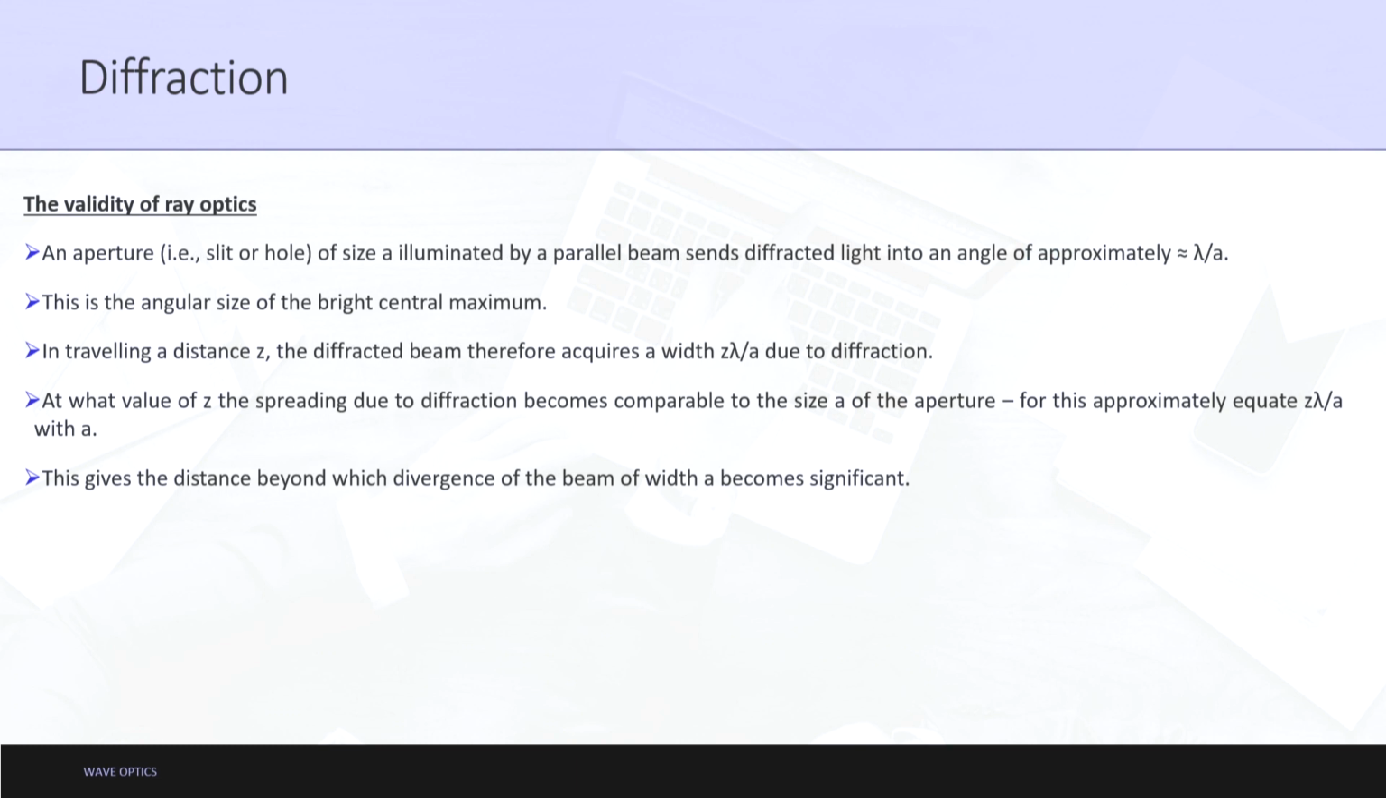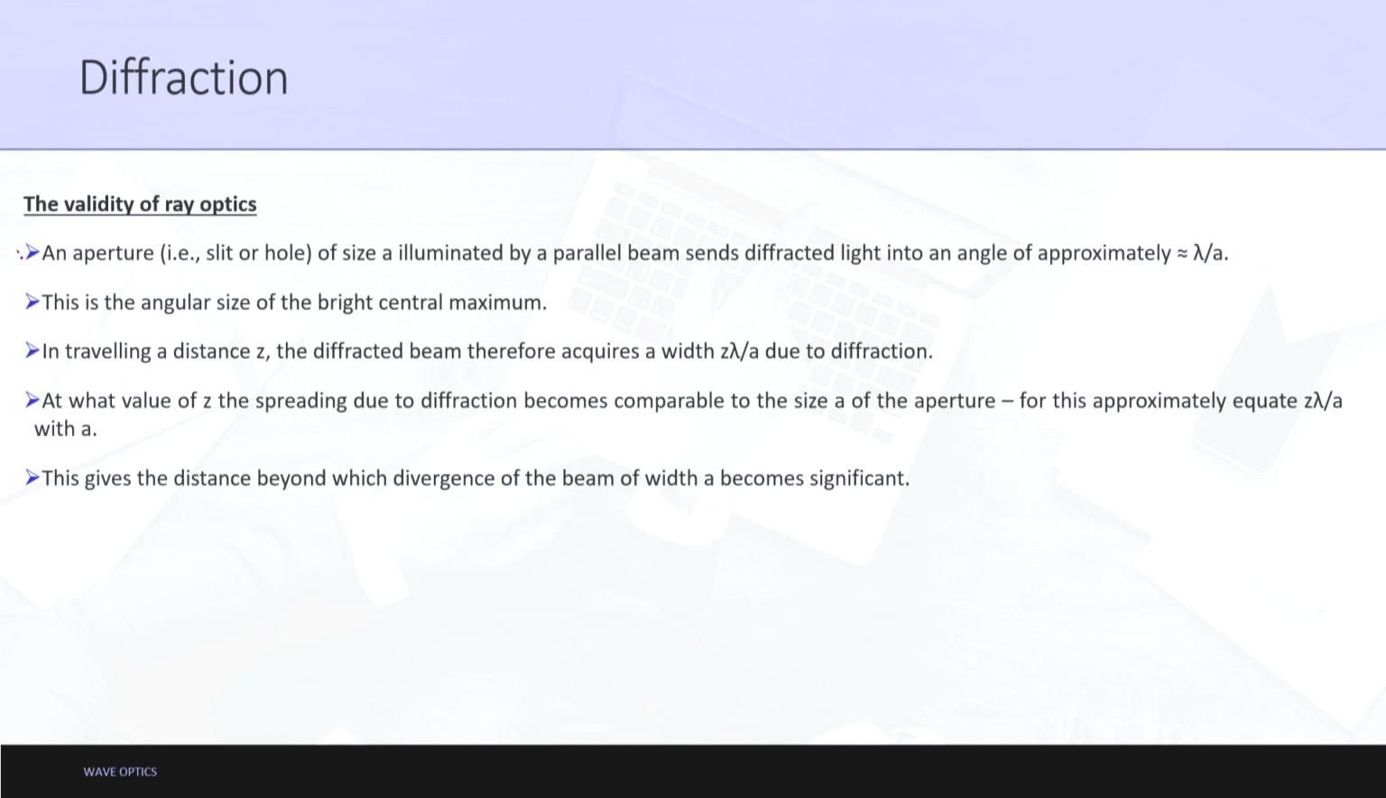Okay. Next is, so what's an aperture? In the previous lectures also we considered a concept called aperture. An aperture can, in simple terms, be understood as a slit or a hole. So an aperture, that is a slit or a hole of size A, illuminated by a parallel beam, sends diffracted light into an angle of approximately lambda by A. This is a simple concept which we already understood in the single slit diffraction pattern: whenever parallel light comes into a slit or a hole, it diffracts. This time we got that angle which is approximately equal to lambda by A. This is the angular size of the bright central maximum.